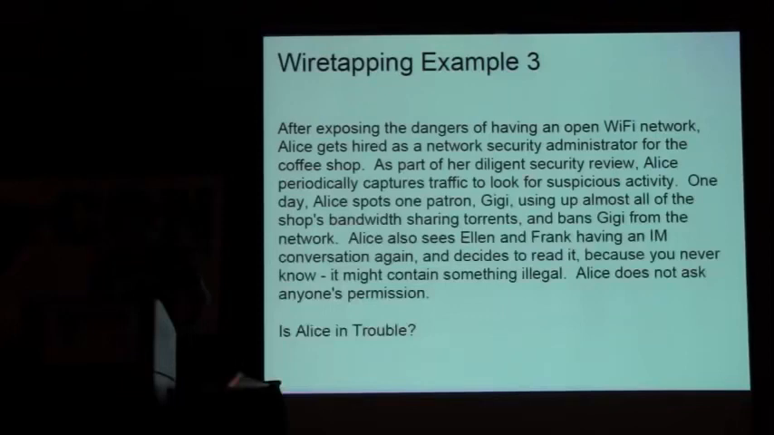After exposing the dangers of having an open Wi-Fi network to the coffee shop, they decide to hire Alice as their network security administrator. As part of her security diligence, she will occasionally capture traffic to look for suspicious activity. She spots one patron, Gigi, using up almost all the bandwidth because Gigi's sharing torrents at the coffee shop, and proceeds to kick Gigi off the network. She also again records Ellen and Frank having an IM conversation, and she decides to read it because, hey, you never know, they might be doing something illegal. Maybe they're planning a drug deal over IM. Who knows? So she decides to read it. She doesn't ask anyone permission. Is she in trouble?